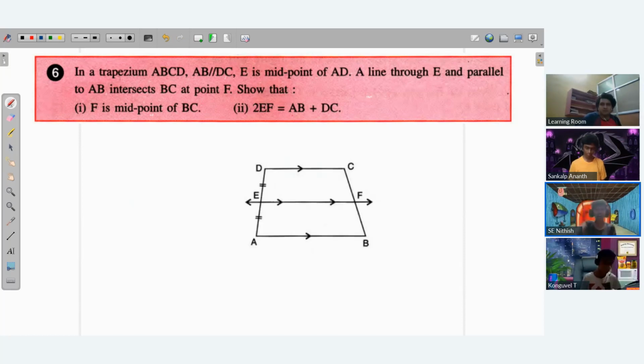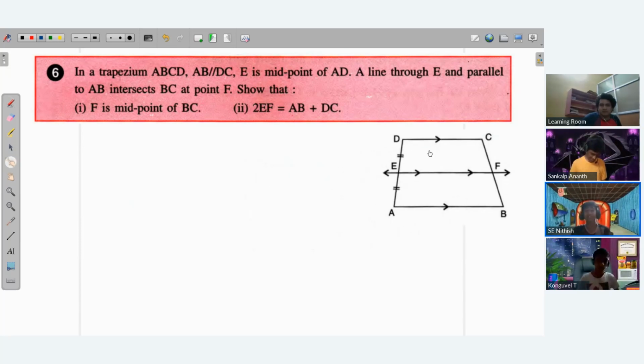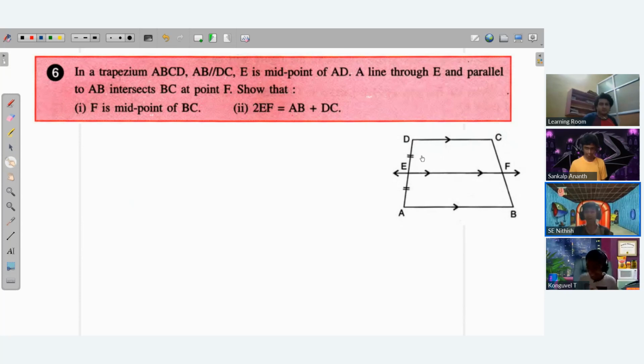Oh yeah, I made E a midpoint. I drew it right. Sir, what is this? This is the picture. I drew diagonals and all, sir. I thought F was a point where AB and BC intersect. I drew it perfectly, sir.